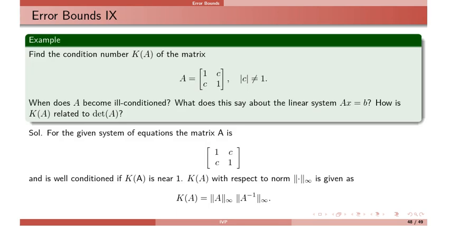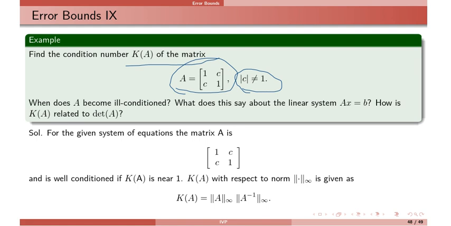One more example to find condition number. So this is matrix A with unknown C. Mod of C is not equal to 1, so C is not equal to plus or minus 1. It is given. If C equals plus or minus 1, then the determinant of A, 1 minus C square, will be zero. So this means that the matrix is non-singular, and you can find the inverse.